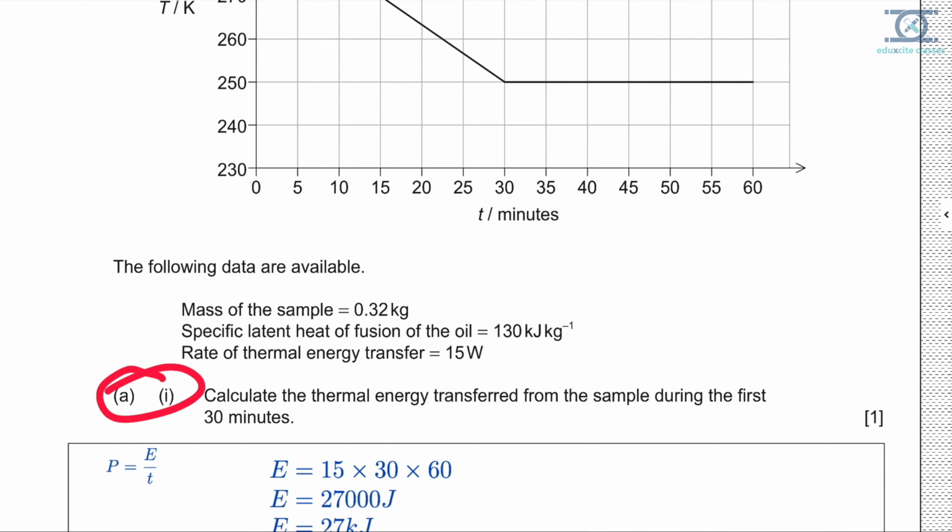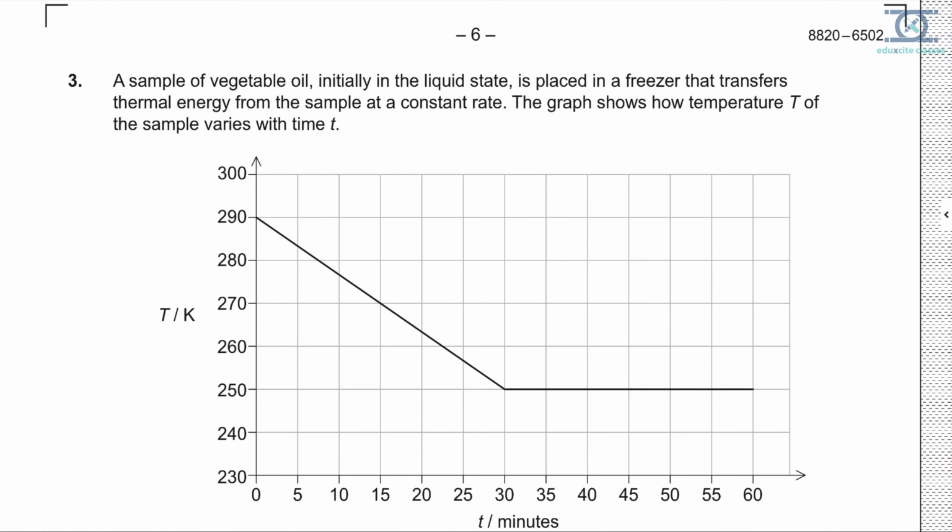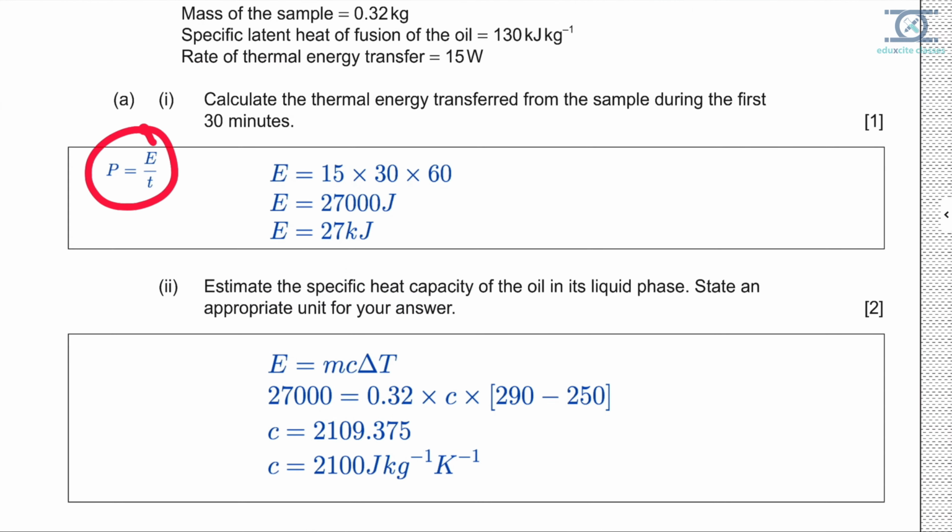In the first part, calculate the thermal energy transferred from the sample during the first 30 minutes. So you can see it is asking for the first 30 minutes how much amount of energy has been transferred. So the energy is transferred at the constant rate, that is power. So power is equal to energy upon time. So energy will be power into time. So power is 15 watt, time is 30 minutes, then converted into seconds. So we get 27 kilojoule, that is of 1 mark.